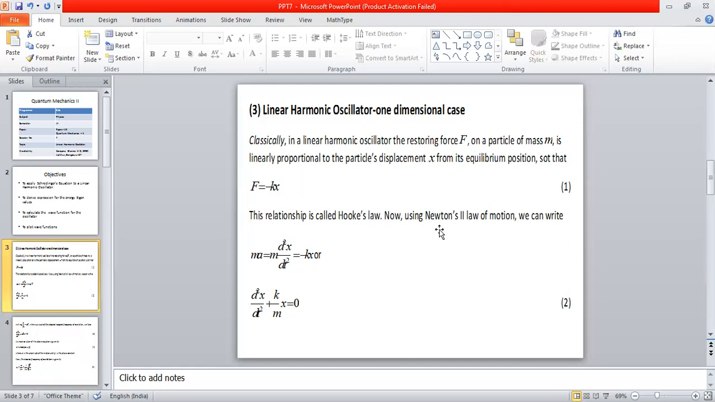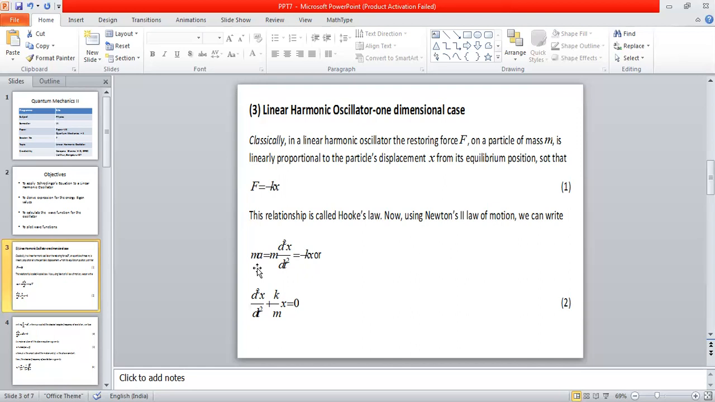Now it is possible to make use of Newton's second law of motion. Since we are discussing this whole linear harmonic oscillator classically, it is always possible to use Newton's second law of motion. So according to Newton's second law, we can write ma, which is m d²x/dt². The applied force is nothing but ma, mass into acceleration. And since the motion is along the x-axis, one-dimensional, the displacement is denoted by x. So acceleration in terms of displacement can be written as d²x/dt².